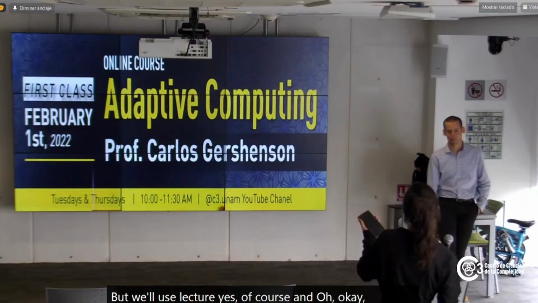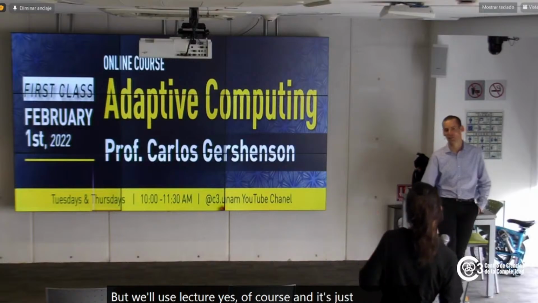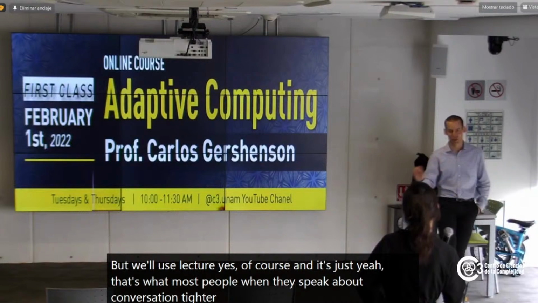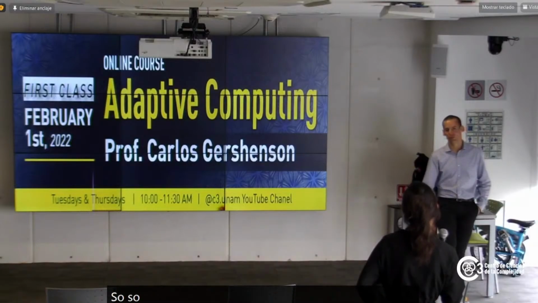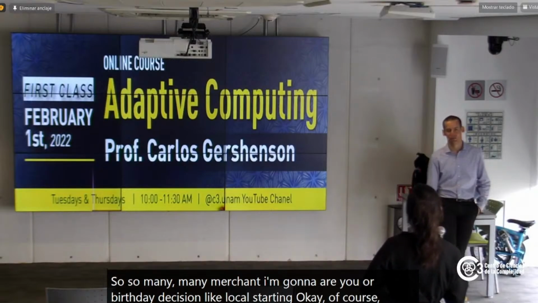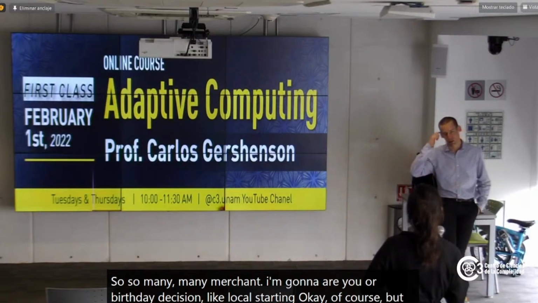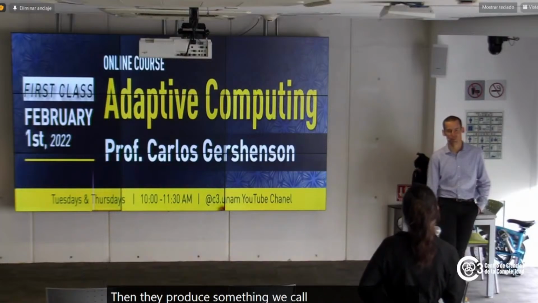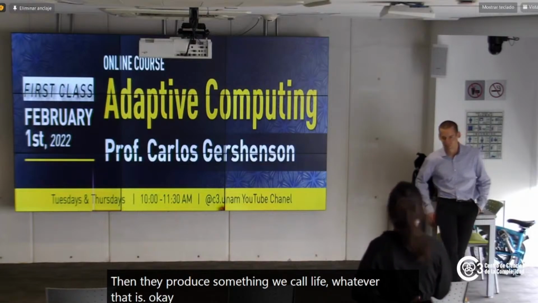And upward causation exists? Yeah, that's what most people, when they speak about causation, it's either upward or on the same scale. So many emergent phenomena are upward causation. Like a flock of starlings, interaction between individuals, and then you have the patterns at the flock level. Or life. Individual molecules are not alive, and they interact, then they produce something we call life, whatever that is. Okay. Thank you.